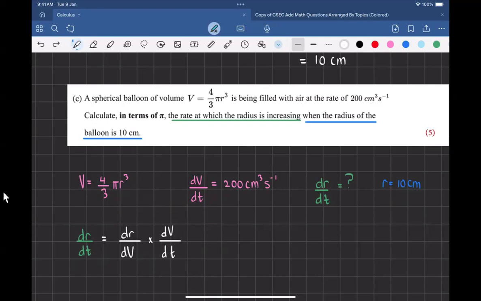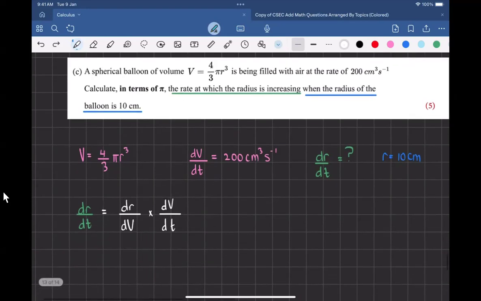V is equal to 4 over 3 pi r cubed. But I'm asking a question, right? If I have V equal to 4 over 3 pi r cubed and I differentiate this, what would I be finding? If I differentiate this, I would be finding dV over, and what is the only variable in this equation? So you'd be finding dVdr.